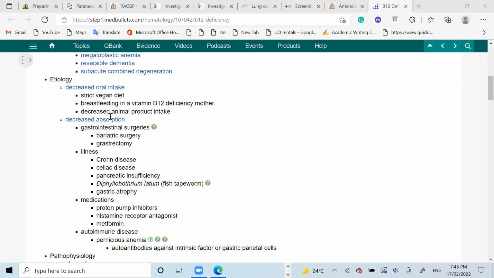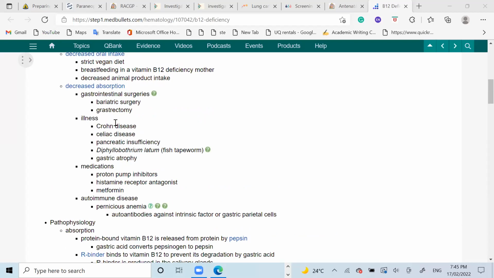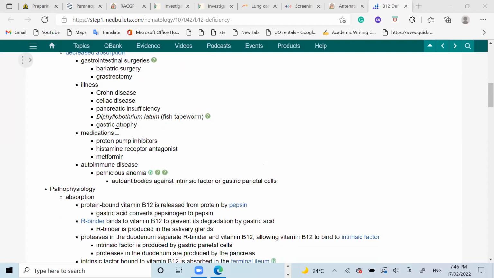Those who don't eat meat, so a strict vegan diet, breastfeeding from a vitamin B12 deficient mother because the baby sucks it out of the mother, decreased animal product intake, and some of the problems with absorption like GI surgeries, chronic illness of the GI system like Crohn's disease, celiac disease, which is a malabsorptive syndrome, pancreatic insufficiency, parasitic infection with Diphyllobothrium latum, or gastric atrophy.